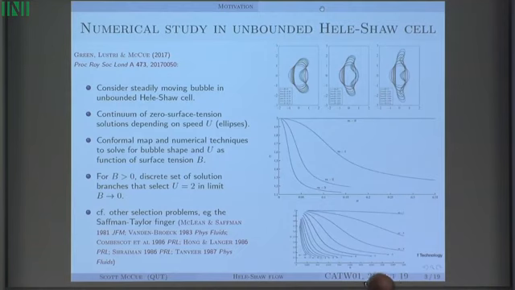So these are different solutions along the branch. The different colors will be different surface tension values. So as I'm moving along here, some color scheme chosen by one of the Chris's.